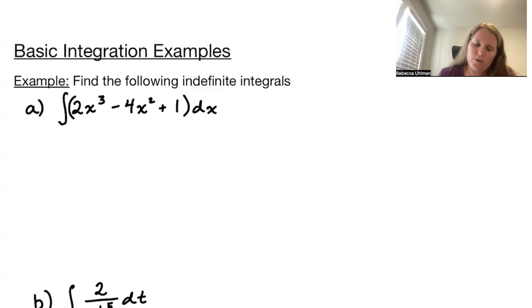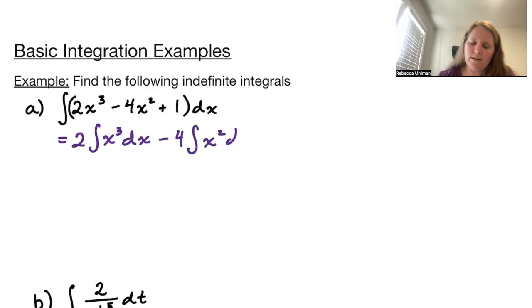So for this, we can split the integral if you wish. Integrals can be split across linear combinations. We could view this as 2 times the integral of x cubed dx minus 4 times the integral of x squared dx plus the integral of 1 dx. x cubed, x squared, and 1 all follow the power rule.